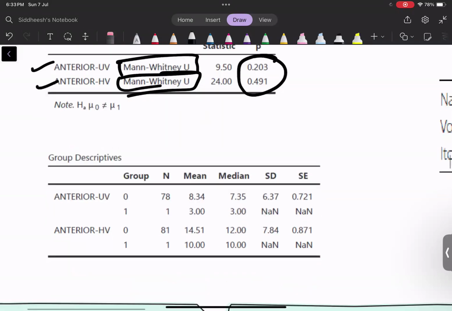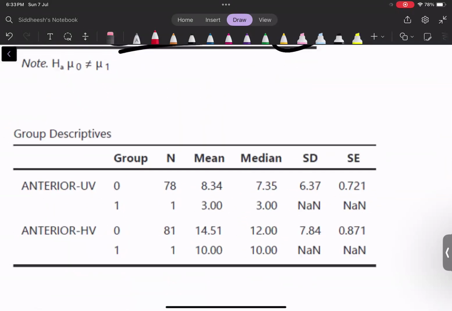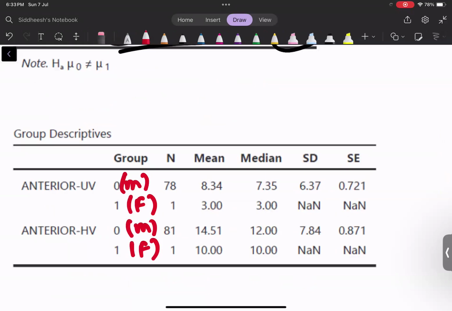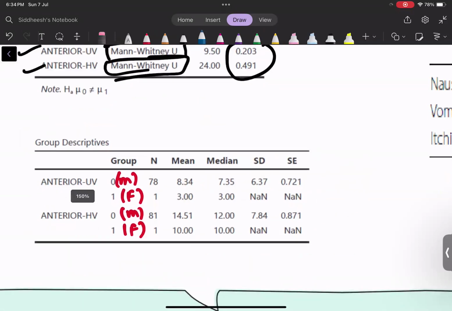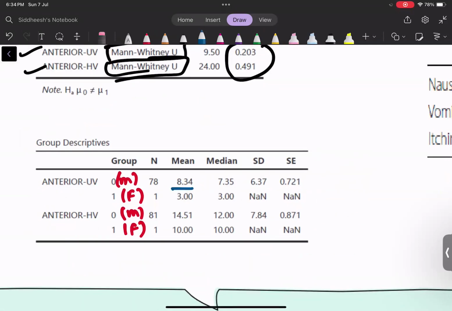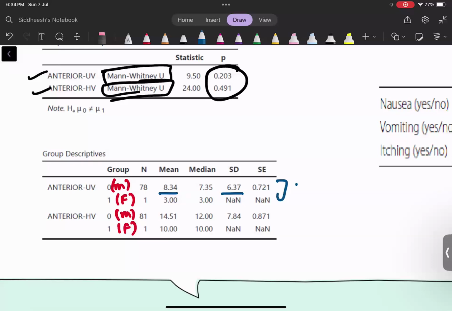Now here we have groups 0 and 1. Suppose this is male, this is female, again this is male, this is female. Correct. So we can say that among the males we have a mean of 8.34 plus minus 6.37. In this way, we can give you data afterwards. What about the p-value? It comes to 0.203. That means there is no significant difference. This is how the data logic runs behind.